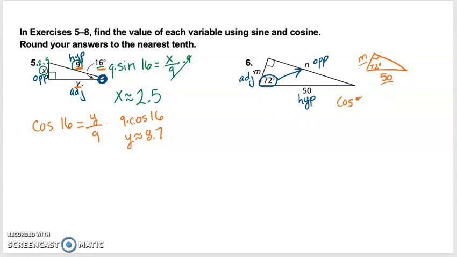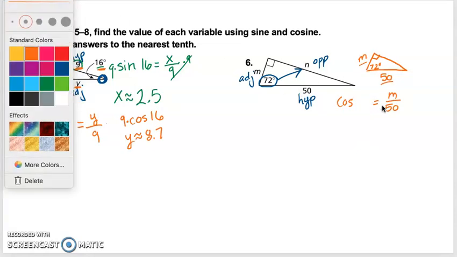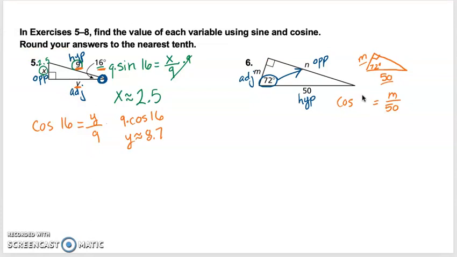Cosine of 50 is equal to adjacent side m over, nope, not hypotenuse. Oh, whoops, it's not cosine of 50. My bad. Cosine of 72 is what I'm actually supposed to be doing here. Okay. Cosine of 72, and that's better.